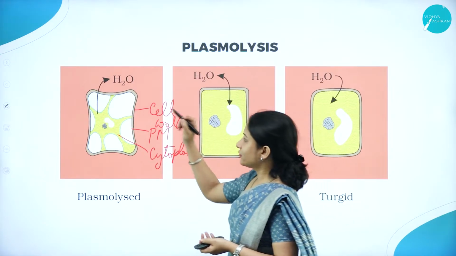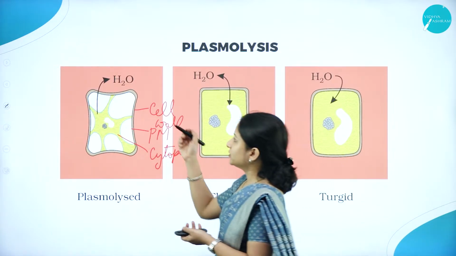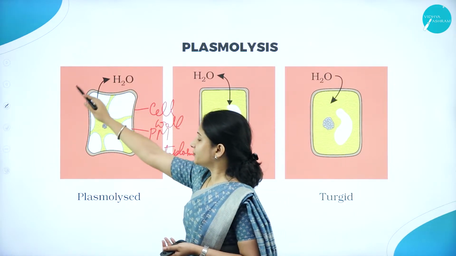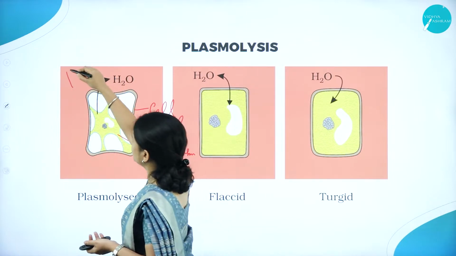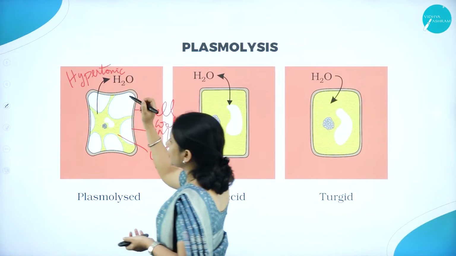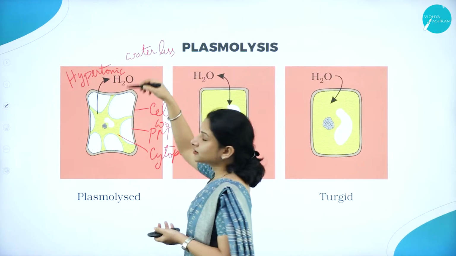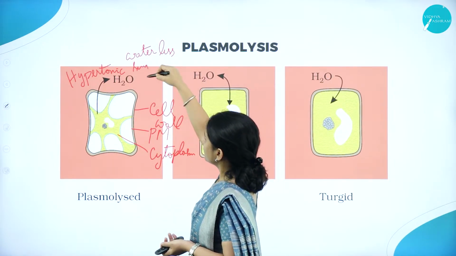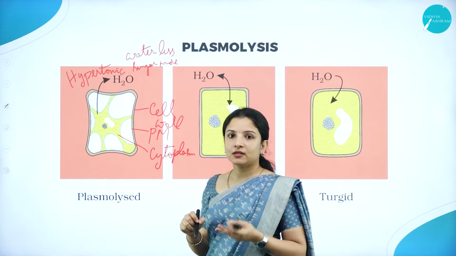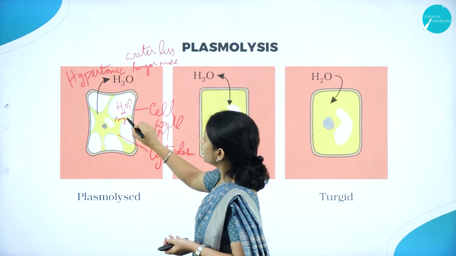Here you can see the water is moving from the cell towards the external medium. So the solution surrounding this particular cell is hypertonic. Hypertonic means water molecules are fewer. Say, for example, if sugar is the solute here, sugar molecules will be more. But inside the cell, the water molecules are more and the sugar molecules are fewer.